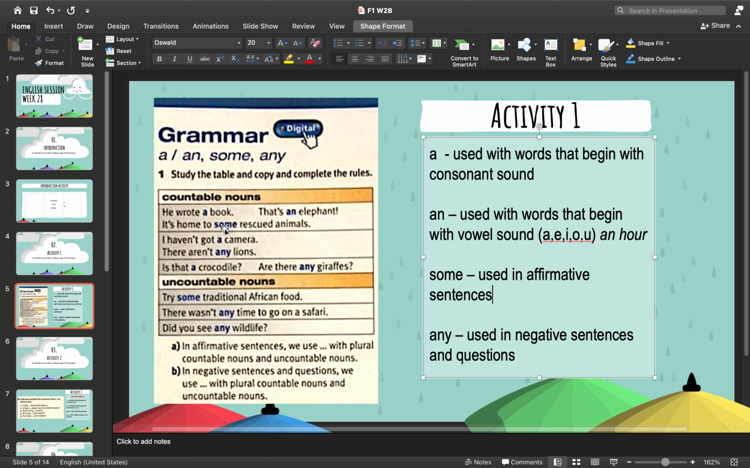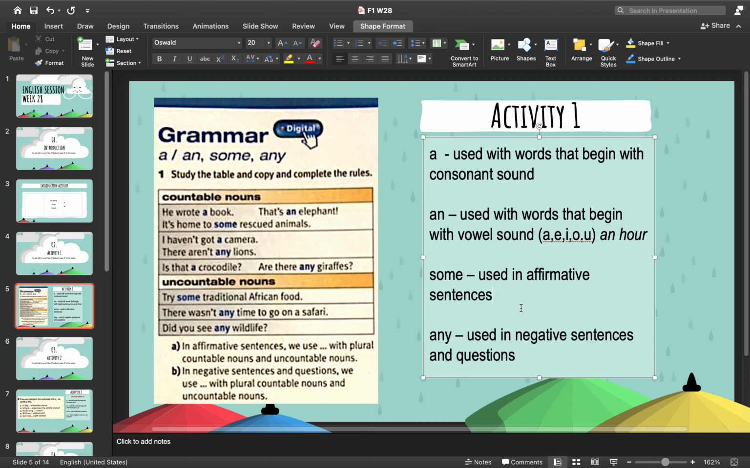It's home to some rescued animals. Tak ada perkataan not, tak ada perkataan no kat sini. So, dipakai some. Ianya merupakan rumah kepada beberapa haiwan yang diselamatkan. Okay? Some. So, ingat benda ni je. Nanti kalau kamu nak buat latihan, ingat benda ni. Kalau dalam ayat tu ada perkataan not, so tak boleh pakai some.